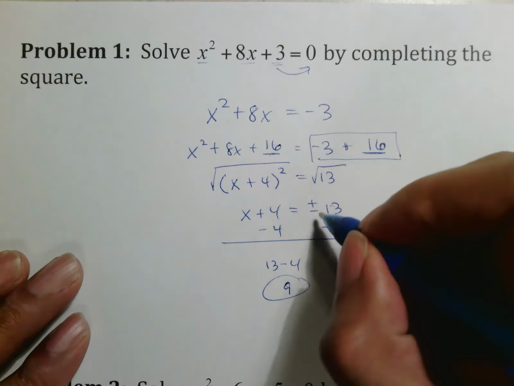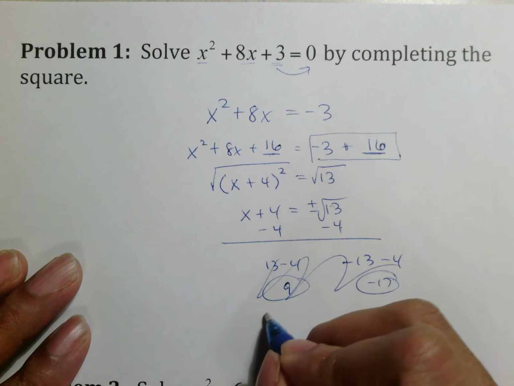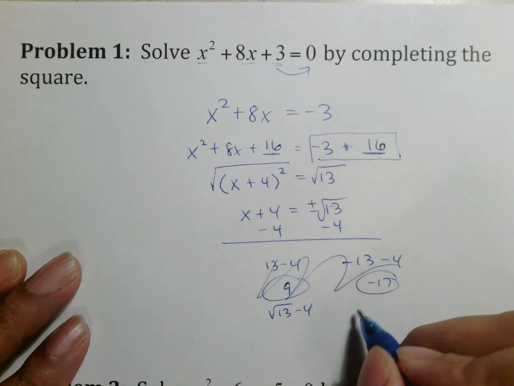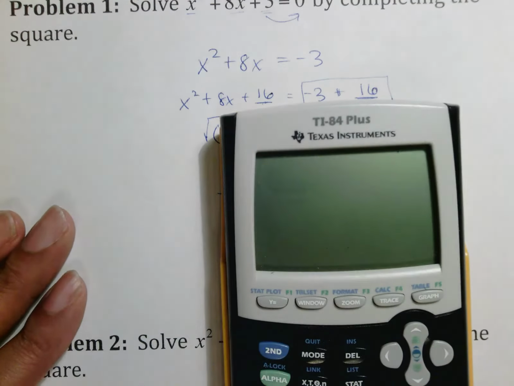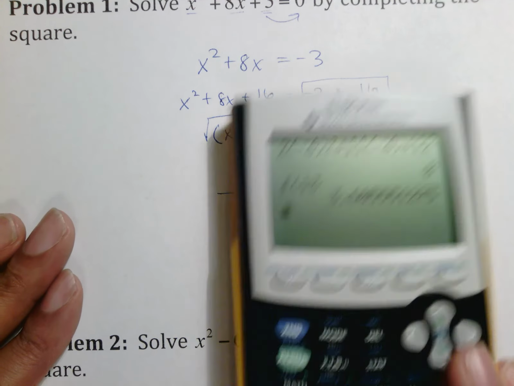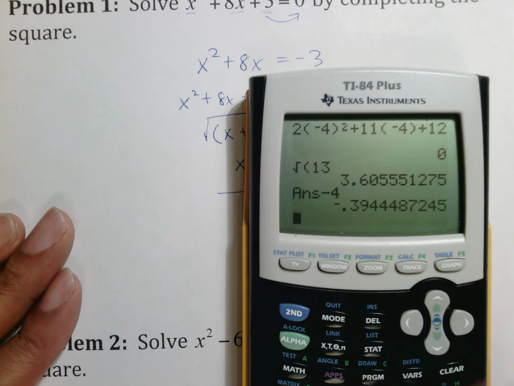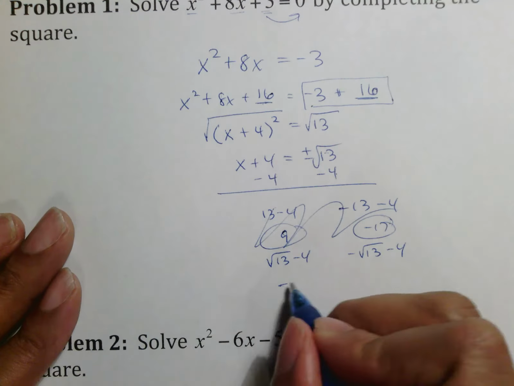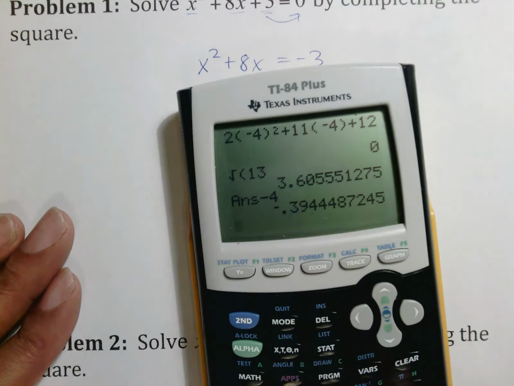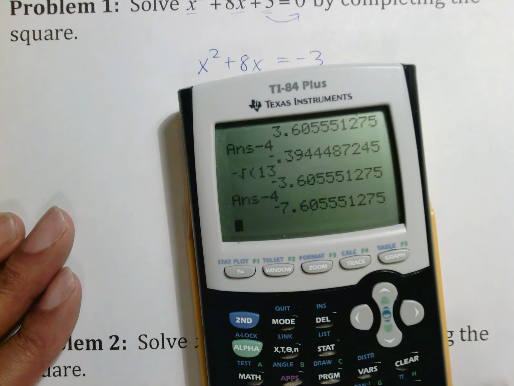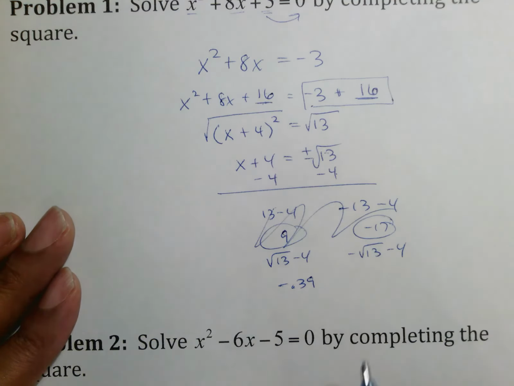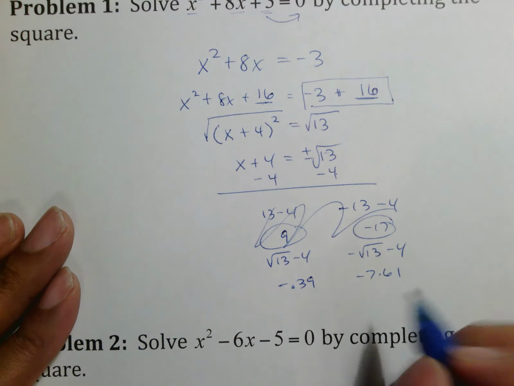Actually, no, it's not 13. It's square root of 13. So I just screwed that up. So it's square root of 13 minus 4 and negative square root of 13 minus 4. And so when we do that, we have to actually do square root of 13, remember that you don't want to put all that together, minus 4, so we got negative 0.39, and negative square root of 13 minus 4, which gives us negative 7.61. Always go to the hundredths place on these numbers.